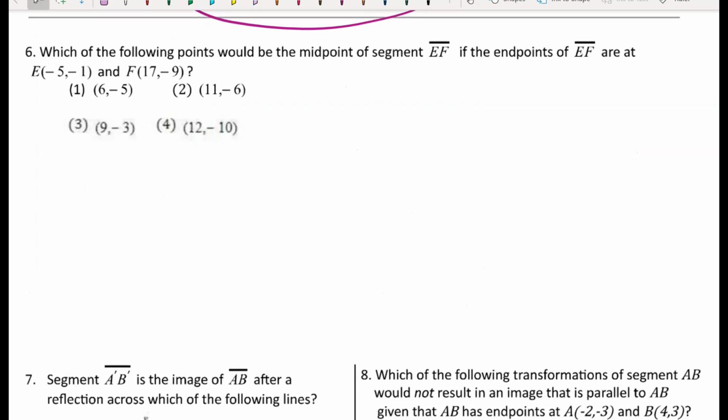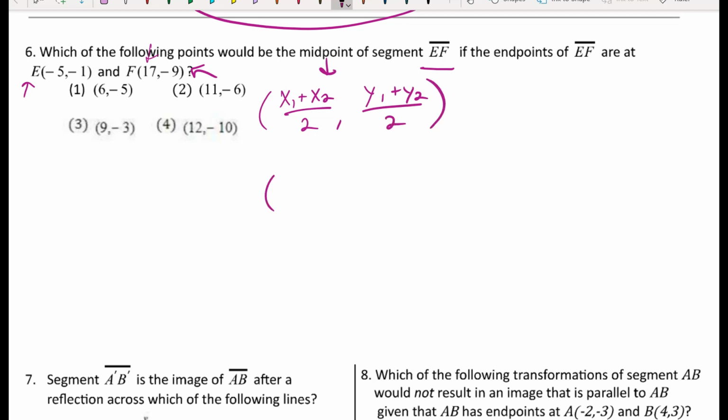For number 6, which of the following would be the midpoint of segment EF if the endpoints are those right there? Well, I see the word midpoint. I could always plot this and try to eyeball this, but 17 is kind of big to be counting between, so I'm just going to remember the midpoint formula, and that's the average of my x values, comma, the average of my y values. So I'm going to substitute in again.